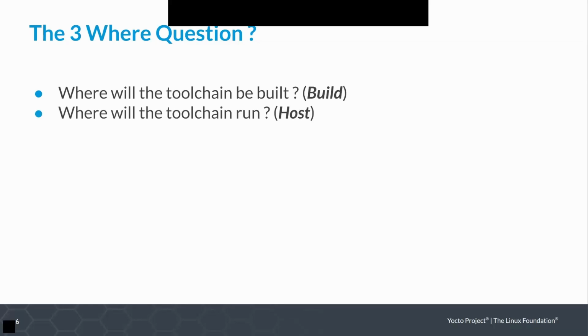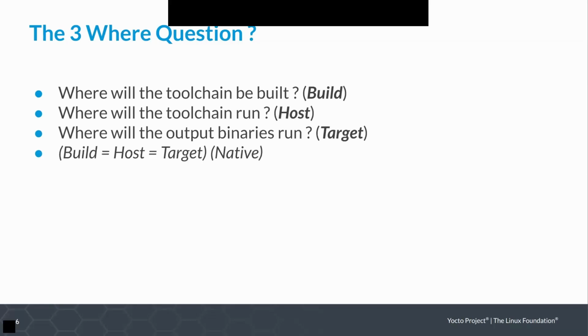This is now what I call the three-where question. First question is, where will the toolchain be built? This is what we call the build part. Now, where will the toolchain run? This is the host. And where will the output binaries run? This is your target. So if they are all equal, this is what we call native, and this is the cross type, where the host is different than the target.